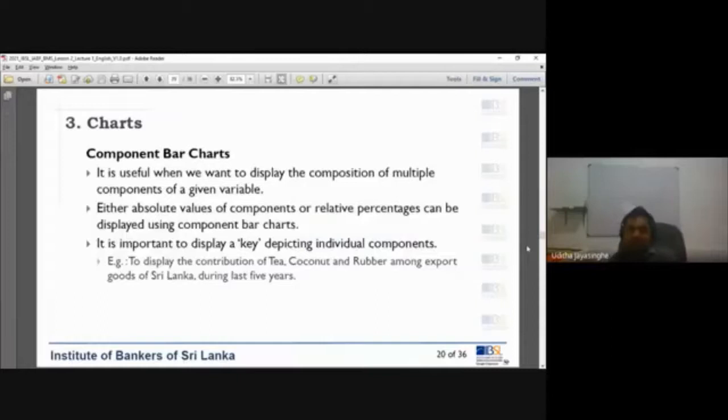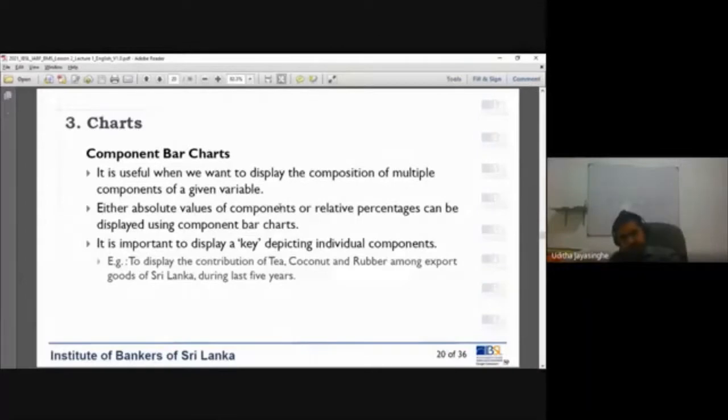Second style, we call it a component bar chart. It is useful when we want to display the composition of multiple components of a given variable. So a given variable, let's say assets, will be comprised of different components, current assets, fixed assets, likewise. So the variable will have a height, and inside that height there will be smaller components which will be given some different values. Either absolute values of a component or relative percentages can be displayed using a component bar chart.